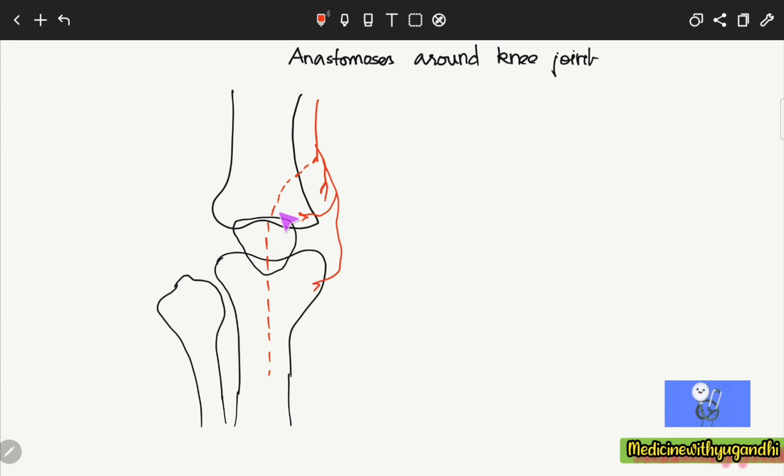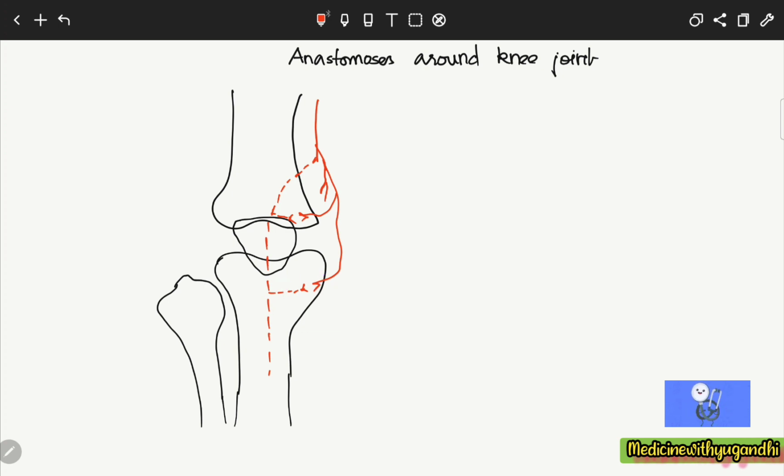So with which artery do these arteries anastomose? Above the condyle on the medial side, this saphenous branch of the descending genicular artery anastomoses with the superior medial genicular artery. And below the condyle, this saphenous branch anastomoses with the inferior medial genicular artery.